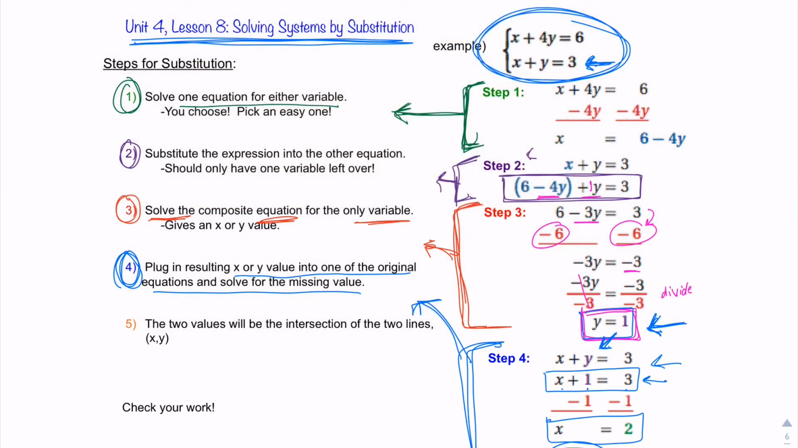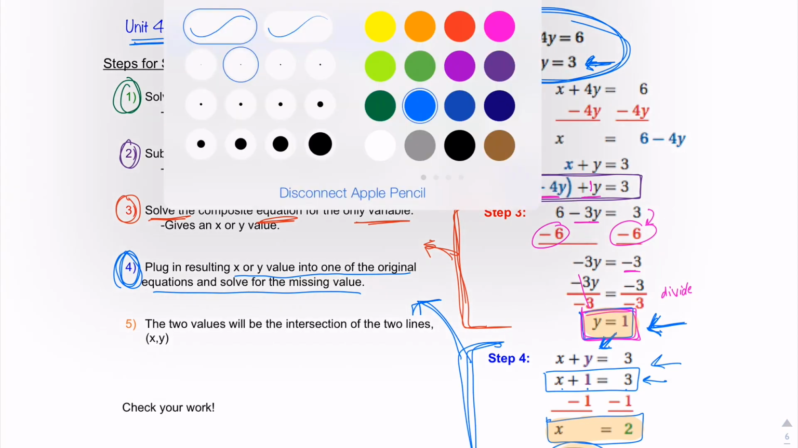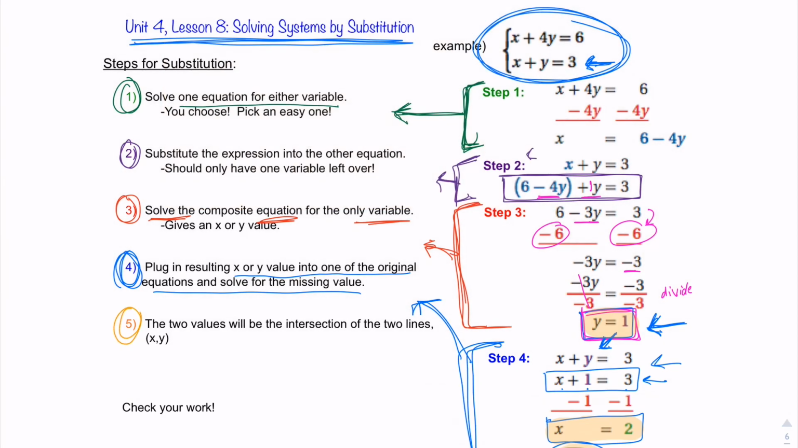Orange. If y equals 1 and x equals 2, 2 comma 1 is my answer. Okay, so that is step 5. The two values will be the intersections of the lines, and that's done. You could plug those both in and see if they work, but that's how you run substitution.